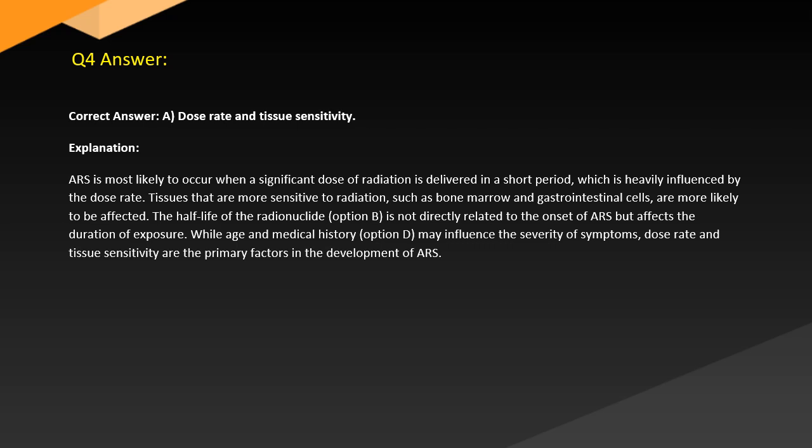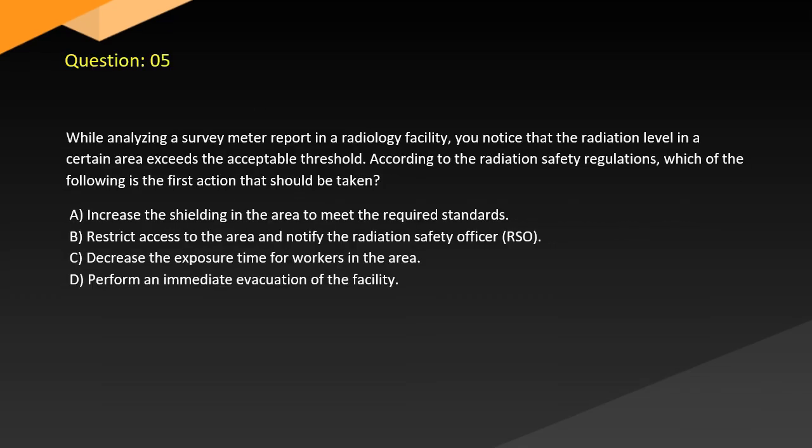Explanation. ARS is most likely to occur when a significant dose of radiation is delivered in a short period, which is heavily influenced by the dose rate. Tissues that are more sensitive to radiation, such as bone marrow and gastrointestinal cells, are more likely to be affected. The half-life of the radionuclide, option B, is not directly related to the onset of ARS but affects the duration of exposure, while age and medical history, option D, may influence the severity of symptoms. Dose rate and tissue sensitivity are the primary factors in the development of ARS.